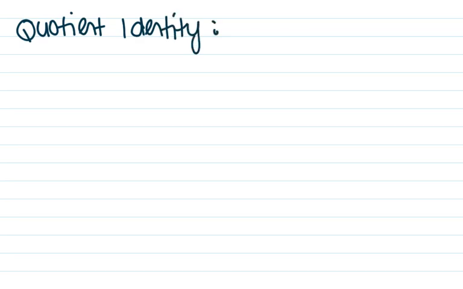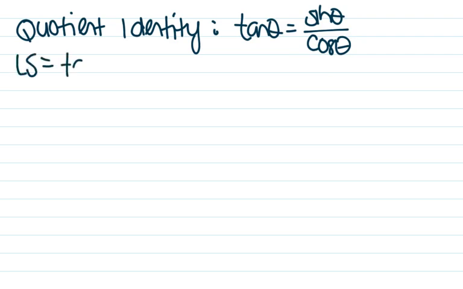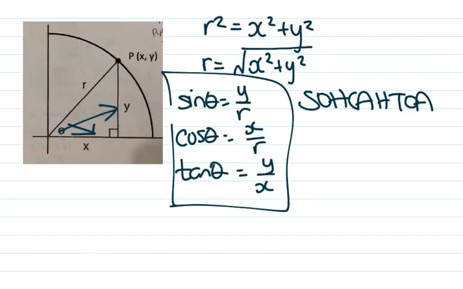So the first identity here is the quotient identity. Now, the quotient identity is tan theta equals sine theta over cos theta. So I'm going to show you how they came up with this. So whenever we talk about an identity, we're going to separate the left side and the right side and show that they equal each other. So the left side is equal to tan theta. And going back to these ratios that were developed using this triangle, tan theta is equal to y over x.